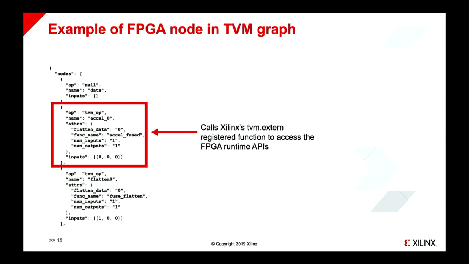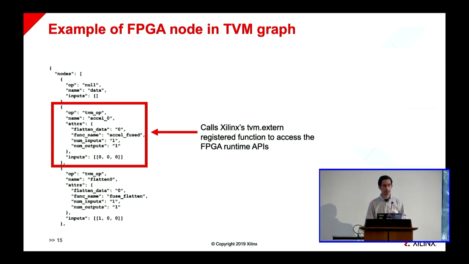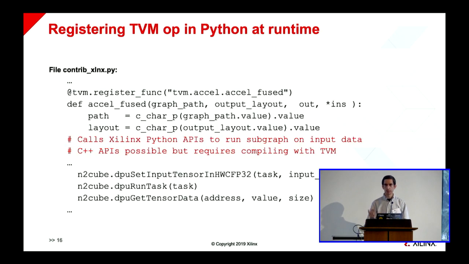This is an example of what you would see if you looked at that JSON file from the TVM output. There's a node that we've registered in TVM, which we just call, in this case, Excel fused. So it's a massive fusion of all these nodes in the graph. And once TVM sees this as it's executing, it'll then call our registered function.